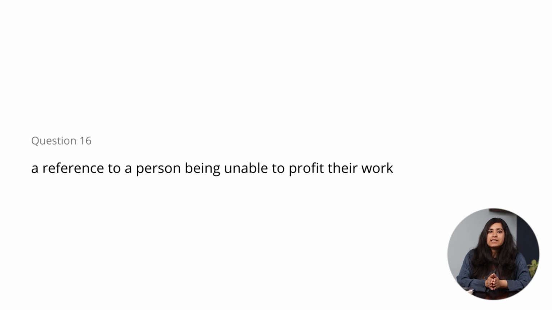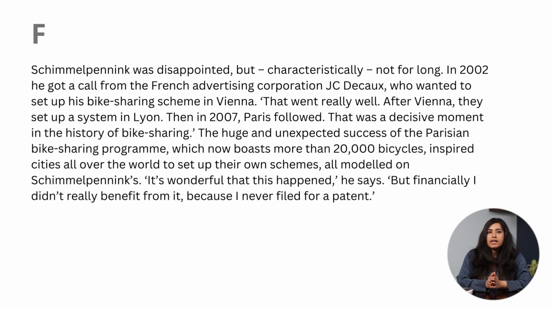Moving on to question 16, where we have to find a reference to a person being unable to profit from their work. Now in paragraph F, last line, but financially, I didn't really benefit from it because I never filed for a patent. Note, financially didn't benefit equals unable to profit. So the answer will be paragraph F.